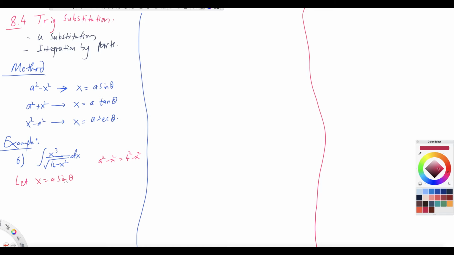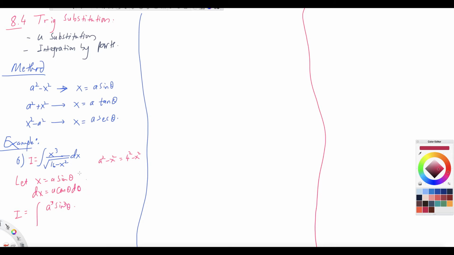Instead of x, we will be plugging in a sine theta. But how about dx? Let's find the derivative. dx will be a cosine theta d theta, right? So if you substitute x equals a sine theta, then the derivative dx will be a cosine theta d theta. Okay, let us plug that in. Assuming the integral as I, x cubed will be a cubed sine cubed theta.